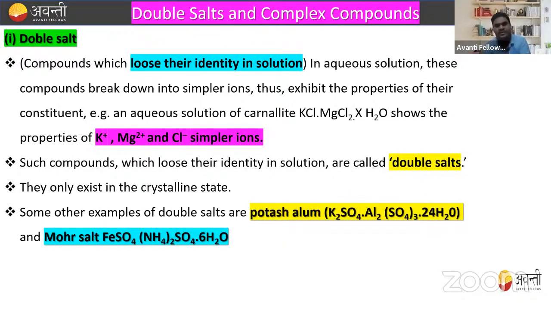Some other examples of double salts are potassium alum and Mohr salt. As we see, K2SO4.Al2(SO4)3.24H2O, and Mohr salt, FeSO4.(NH4)2SO4.6H2O. So always remember this, right? I hope this is clear to you. Good. Okay, so this is all about the double salt. So examples of double salts are carnallite, potassium alum, and Mohr salt.